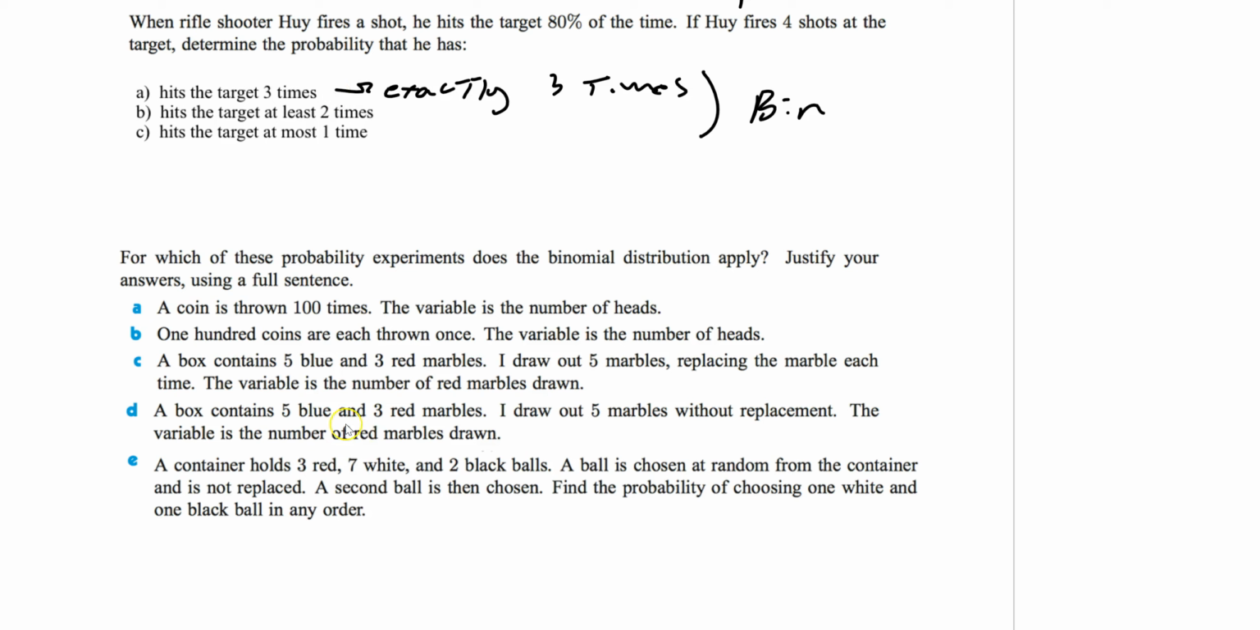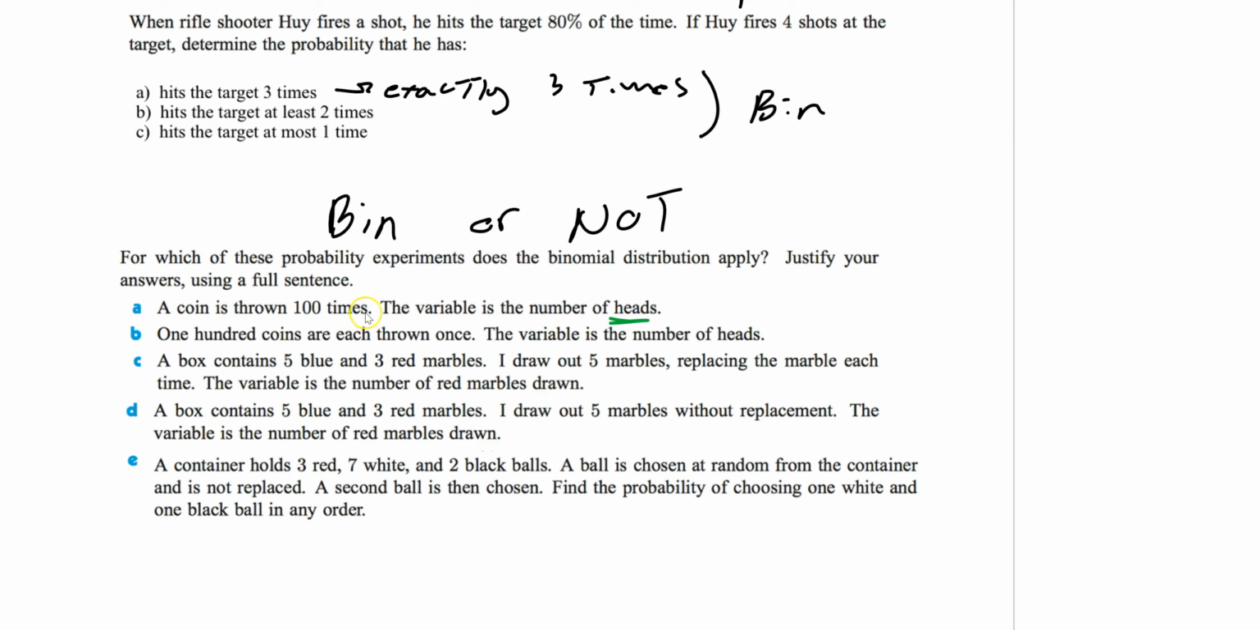So let's do some quick examples of our favorite game show, binomial or not. Real quick, let's try to figure out if these things are binomial or not binomial. The first one: a coin is tossed 100 times. The variable is the number of heads. All I know is the number of heads. I don't care about anything else. That's binomial.